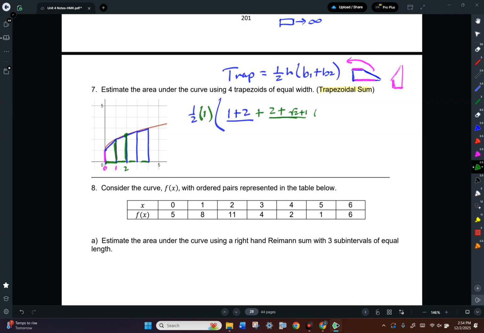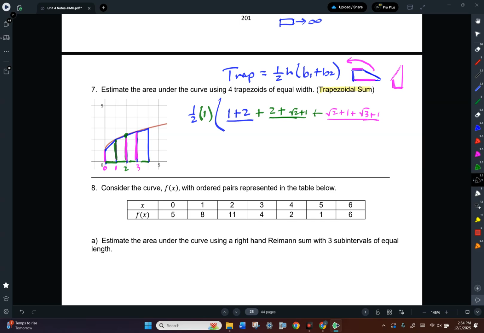Okay. Plus, let's go to the third trapezoid. So the third trapezoid is going to have this one and this one. So the first is going to be square root of 2 plus 1. And then when x equals 3, that height is going to be square root of 3 plus 1. So all of that is for the third trapezoid.